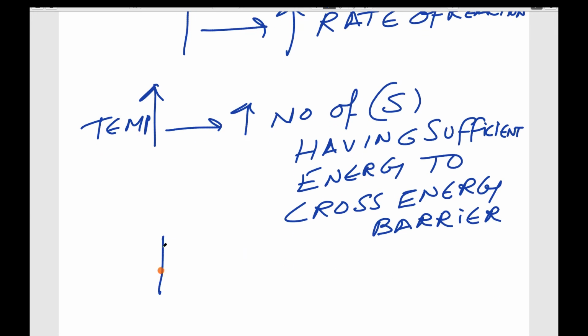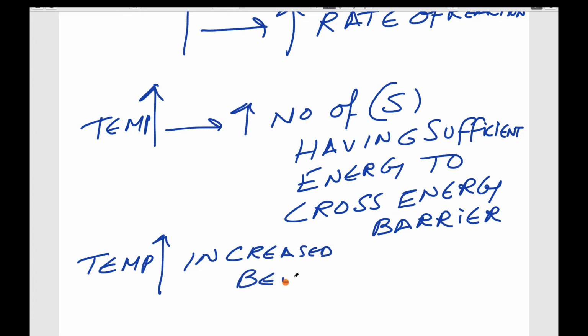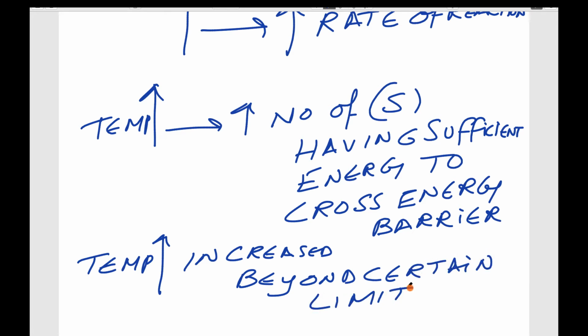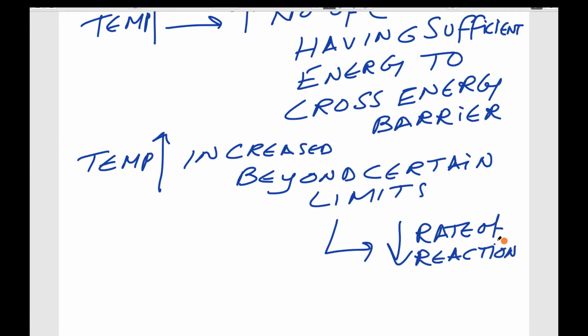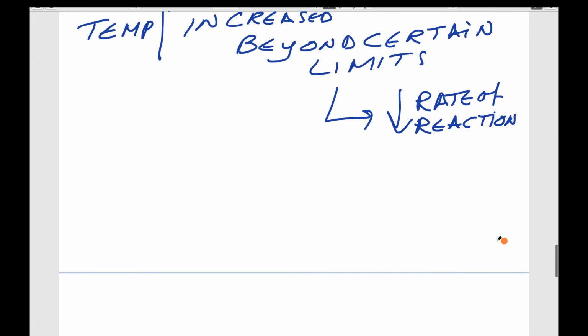What happens if temperature is increased beyond certain allowable limits? Naturally, the rate of reaction will decrease. Why is it so? At extreme temperatures, denaturation will take place, so the enzyme reaction will decrease.